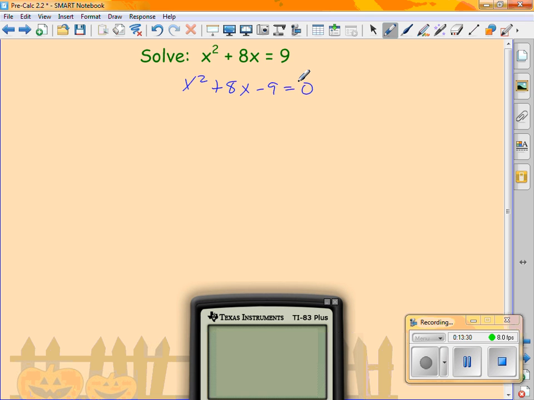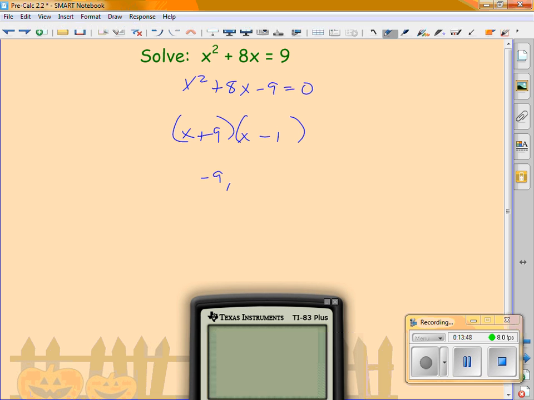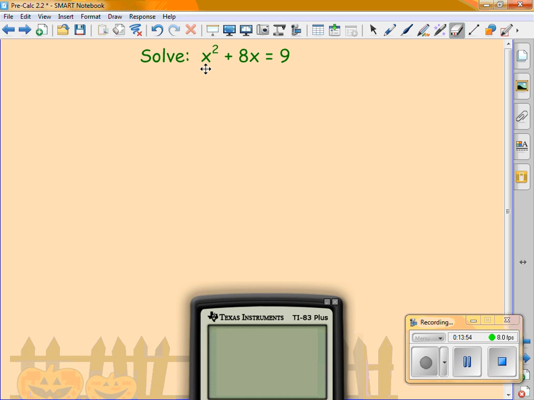I can use the quadratic formula. It'll work. I could have tried to complete the square. I'm going to try to factor it. x² is just x and x. How do I get a 9? 1 and 9. One has to be positive. One has to be negative. Wait a minute. 9's positive. That's negative. My answers are negative 9, positive 1. That's the fastest way. Completing the square would have worked just fine.